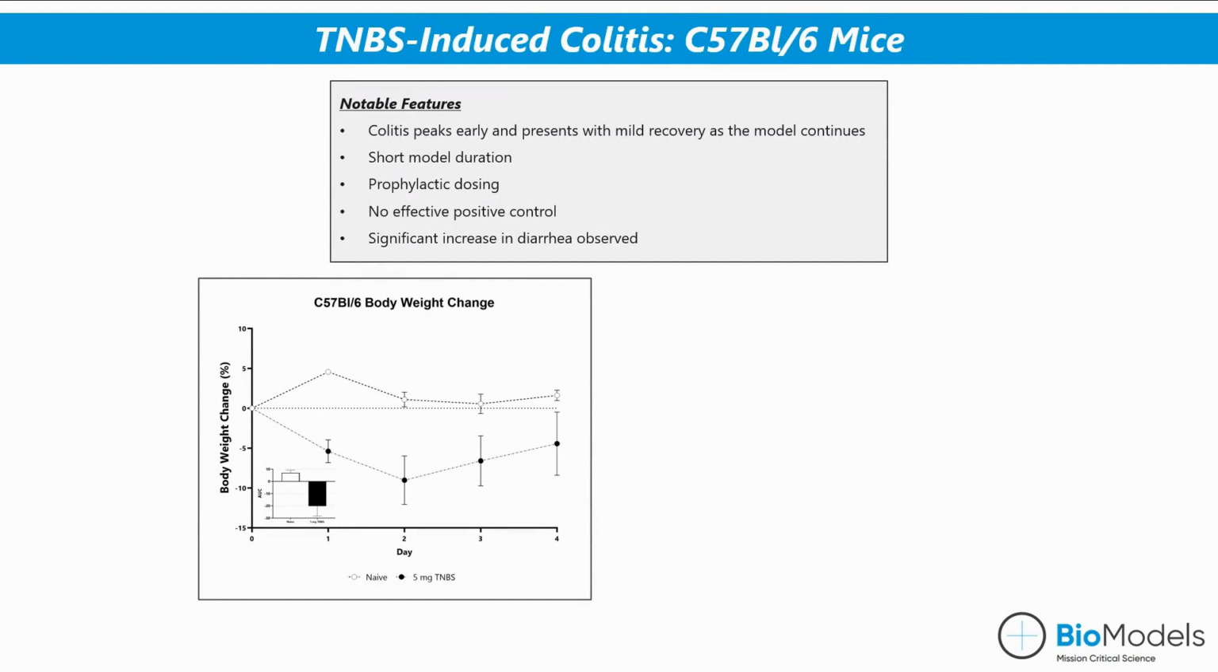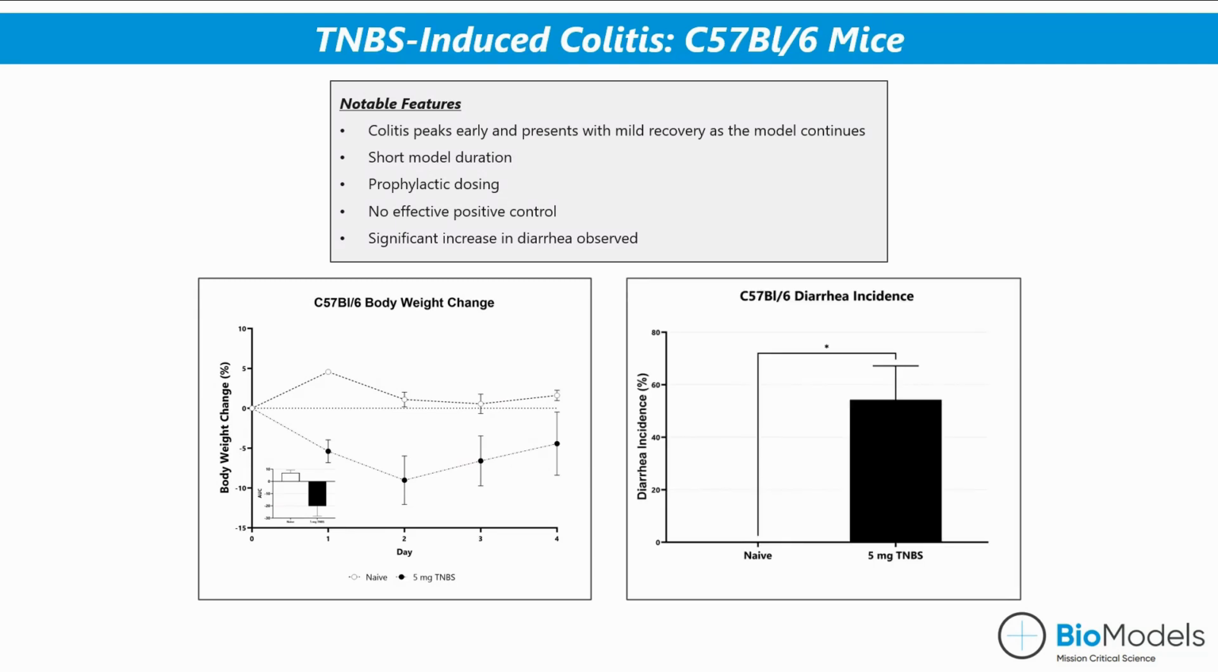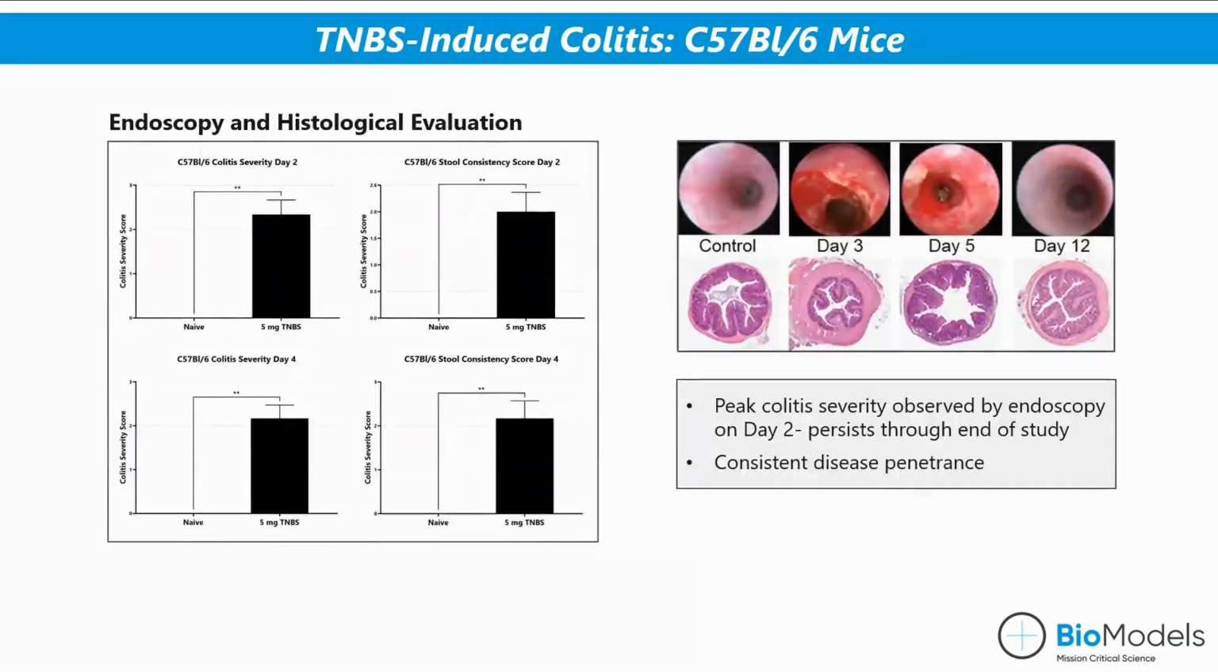In C57 black 6 mice, treatment with TNBS results in body weight loss, which typically peaks on day 1 or day 2, followed by mild body weight recovery by the end of the study. And here we also have a significant increase in diarrhea incidence observed.